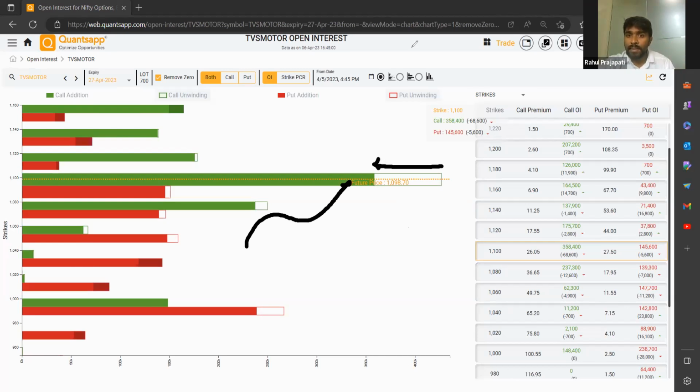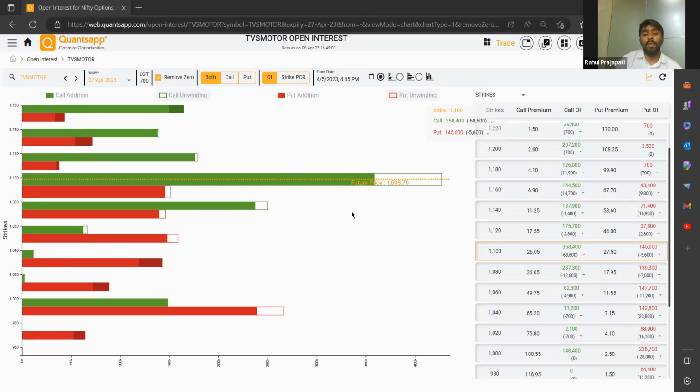So when option sellers are trapped, who is going to make money? The buyer is going to make money. Understood, right? As soon as the market gives a breakout, it will move up from here. So a simple understanding of the concept: a seller has a 66% probability that he will win, and the buyer has only a 34% probability, right?